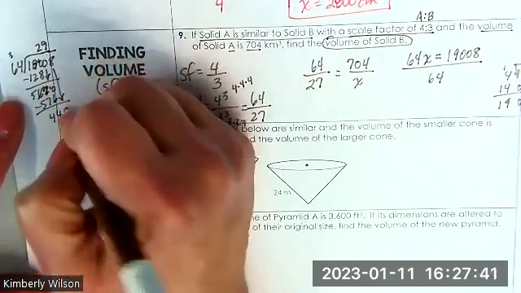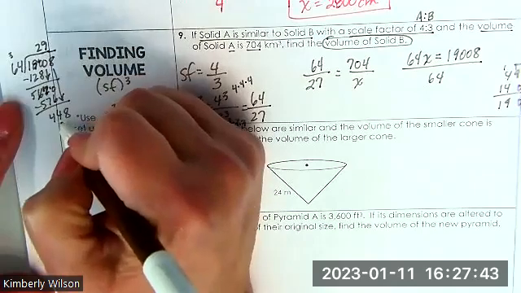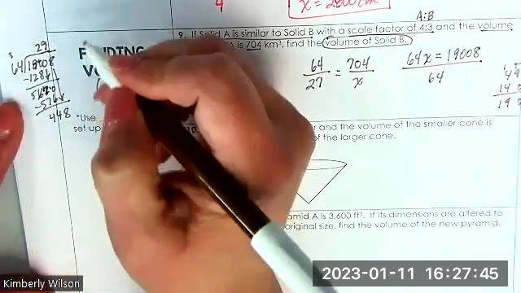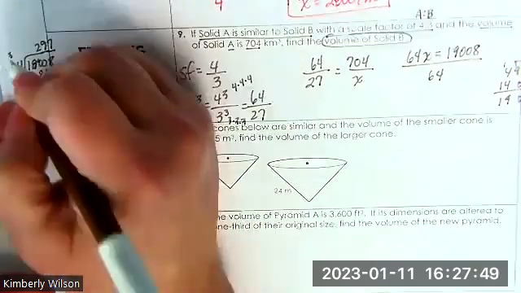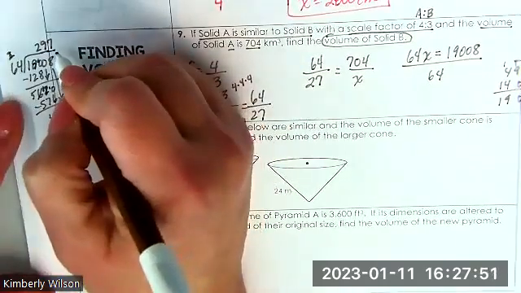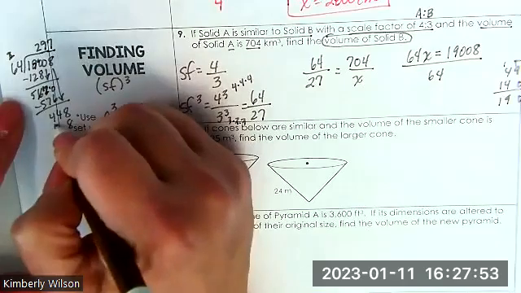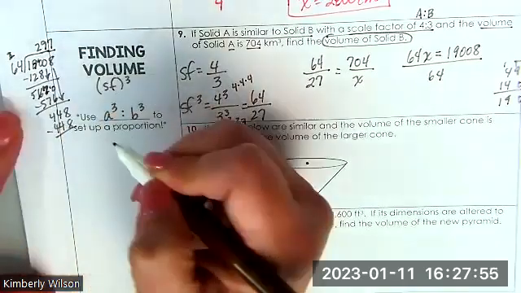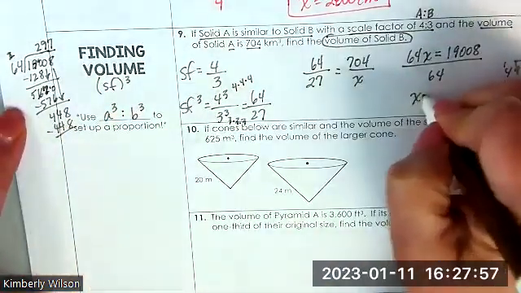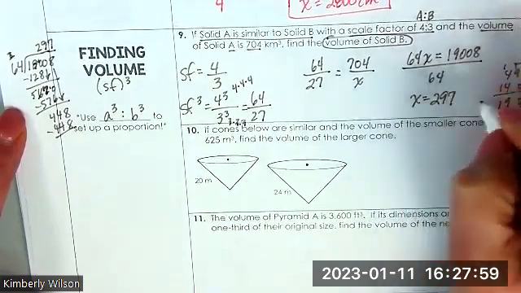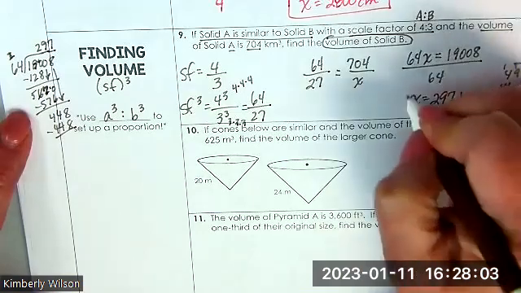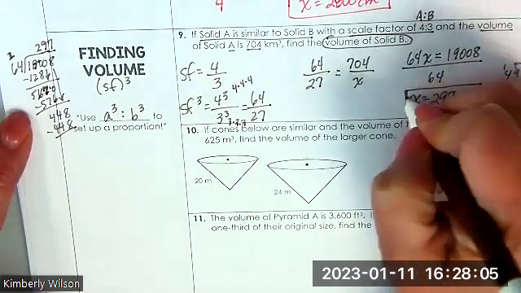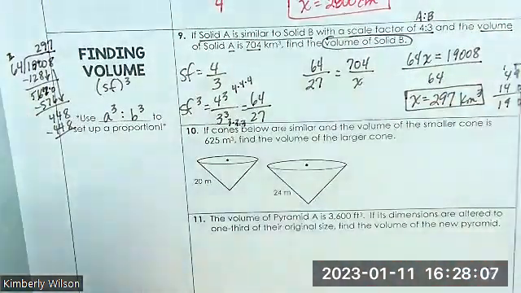Bring down the 8. 64 into 448 is 7. 7 times 4 is 28. Carry my 2. 7 times 6 is 42. Plus 2 is exactly 44. That worked out nicely. So we have that x equals 297. Where are my units? Kilometers cubed. Okay, make sure you pause as needed.